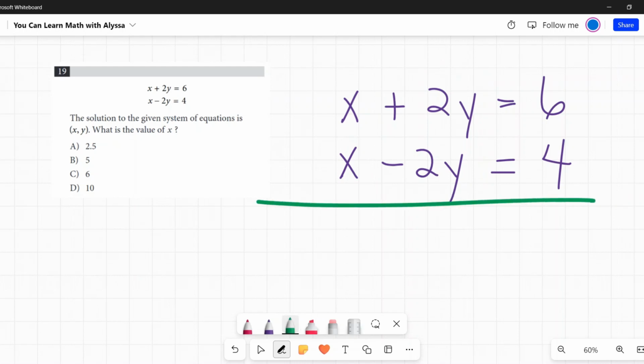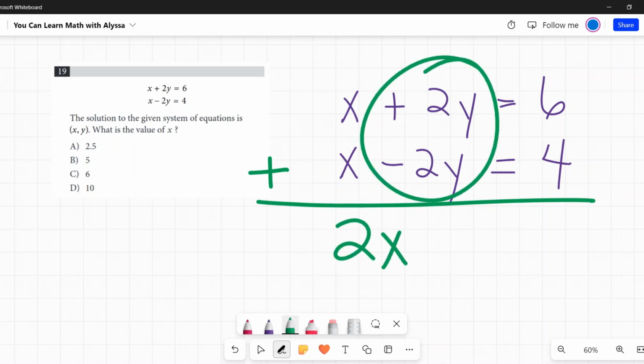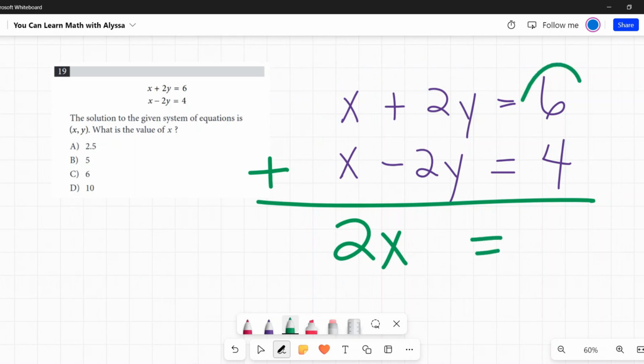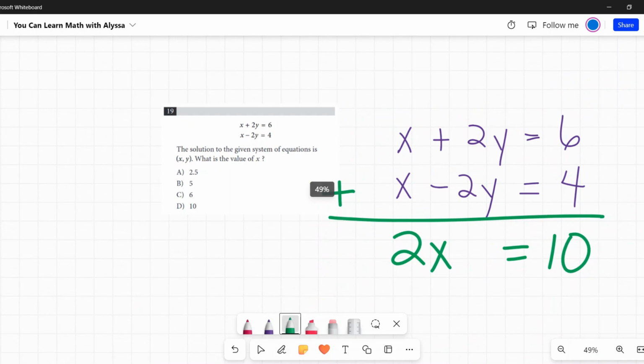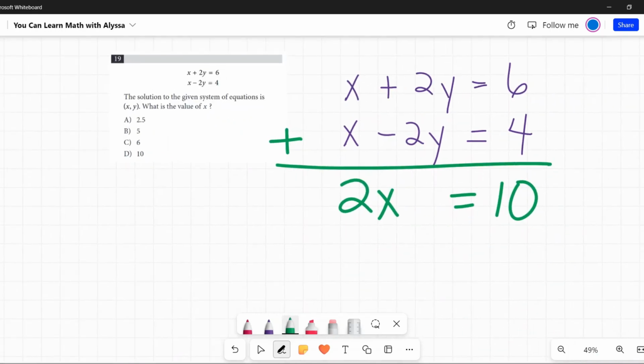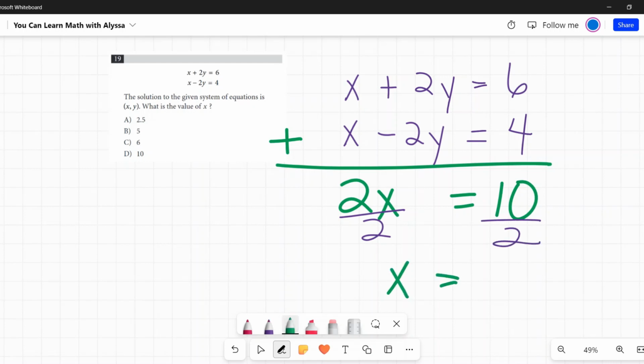So I'm going to add these two equations together. x plus x gives me 2x. 2y plus negative 2y cancels out. And 6 plus 4 is 10. So I am left with 2 times x equals 10. Now all I need to do is divide both sides by 2. And I get x equals 5. So B is my answer.